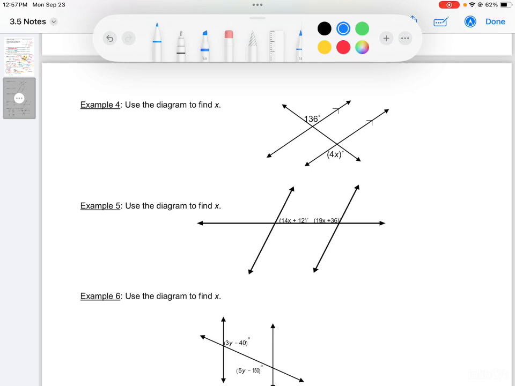Example number 4 says, use the diagram to find x. So our unknown x is right down here in the parentheses. And we have two parallel lines. How do you know they're parallel? Because of the arrows. Because they're parallel, that means they have the same slope. They'll never cross, they'll never intersect. This is my transversal.